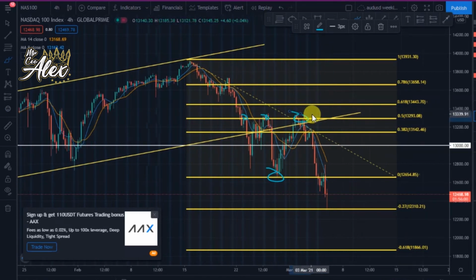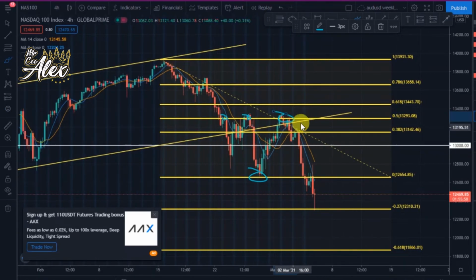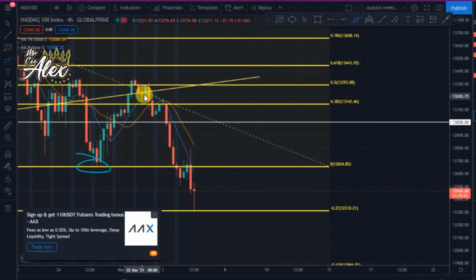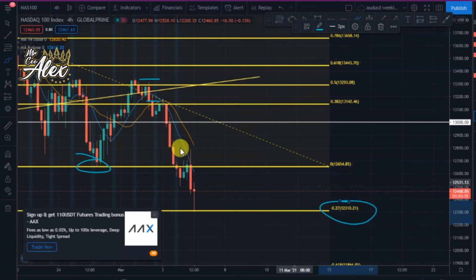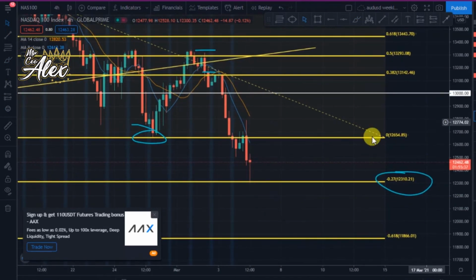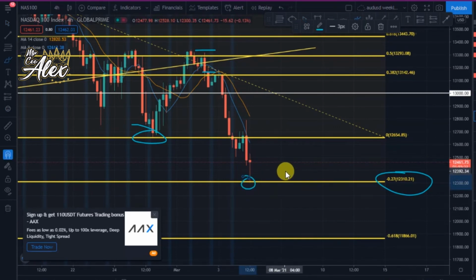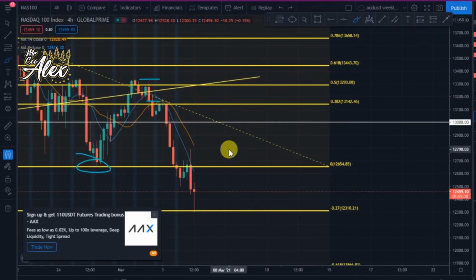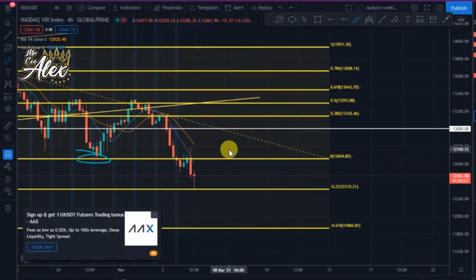Once it did, we waited for a bearish confirmation, which was this candlestick right here, that candlestick right there. And then once that candlestick closed, we entered a sell position, placed our stop loss above the previous high, and the take profit would be the negative 27 extension on the Fibonacci, which clearly price came to and hit our take profit right there. So that's basically how we earned $1,000 off the Nasdaq.